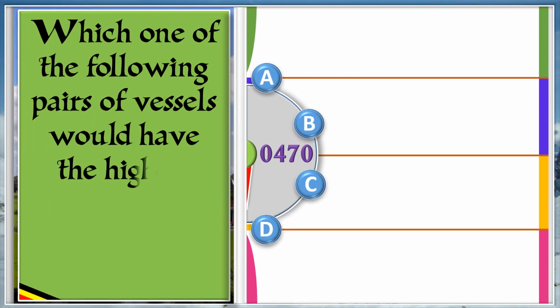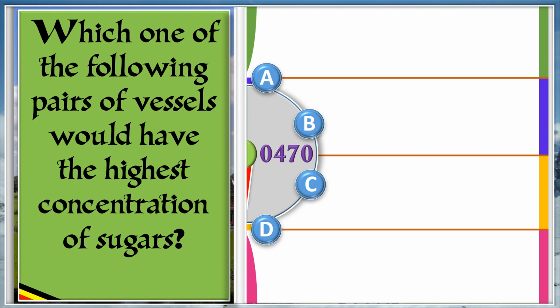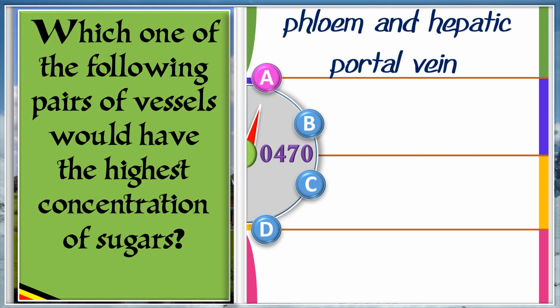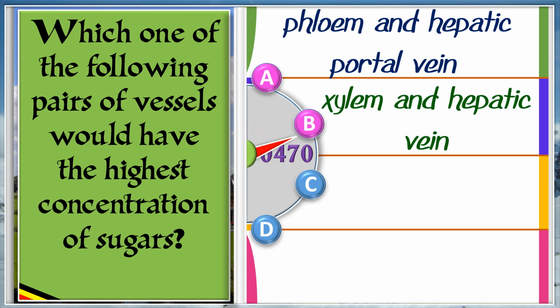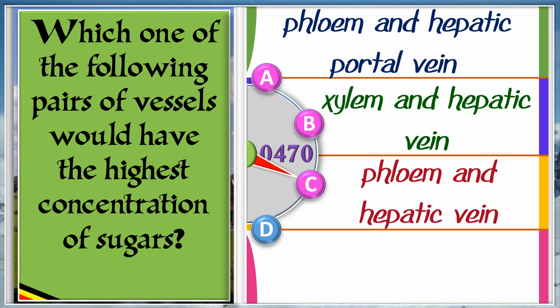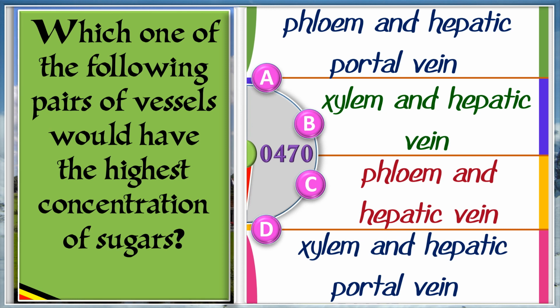Which one of the following pairs of vessels would have the highest concentration of sugars? A. Phloem and hepatic portal vein. B. Xylem and hepatic vein. C. Phloem and hepatic vein. D. Xylem and hepatic portal vein. And the answer is A. Phloem and hepatic portal vein.